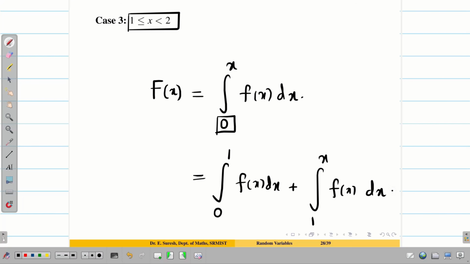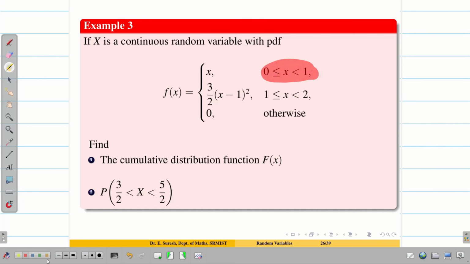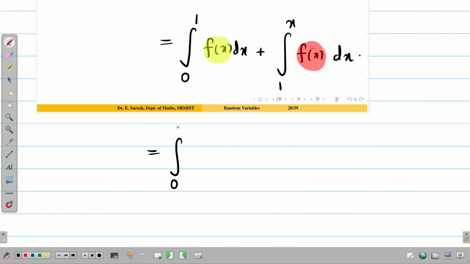Now we have to go back to the question and check the function f of x in the interval 0 to 1 and then in the interval 1 to 2. In the interval 0 to 1, my f of x is x, and in the interval 1 to 2, my function is 3 by 2 into (x minus 1) whole square. Therefore, integral 0 to 1 of x dx plus integral 1 to x of 3 by 2 (x minus 1) whole square dx.